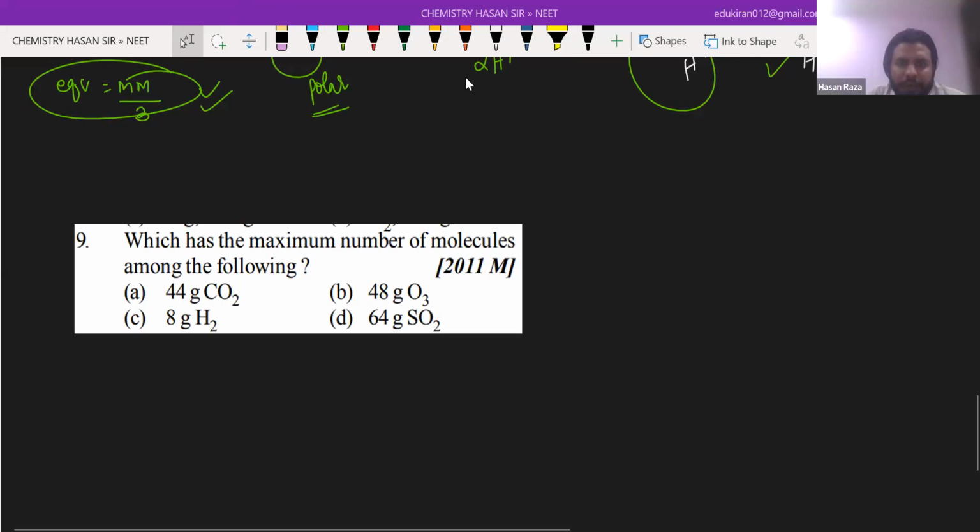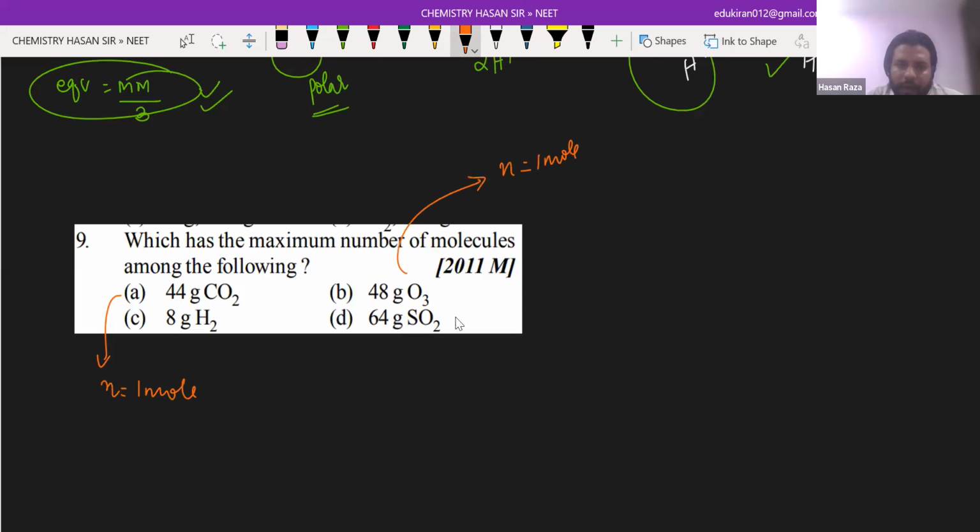So it's option C. What did you do? You calculate the number of moles, right? If you calculate the number of moles, you will get 1 mole here, and for this, again, 1 mole, and for this, again, 1 mole. But for this, you will get 4 moles. But we don't decide with moles. We calculate the number of molecules, as the question has asked.